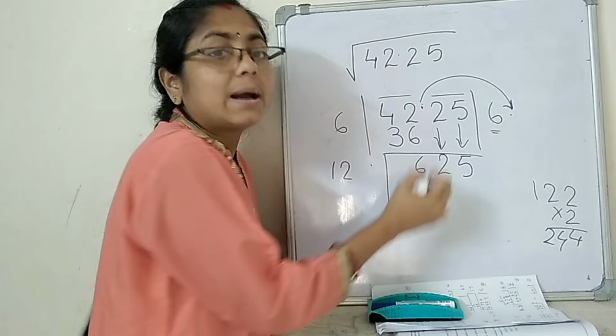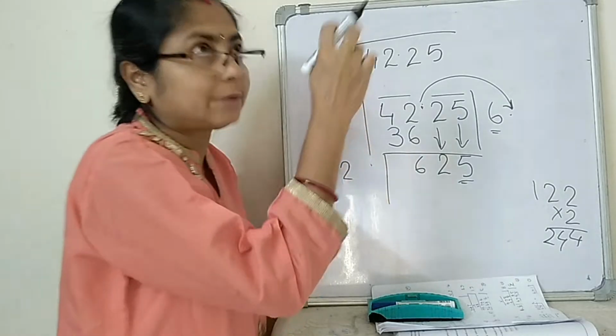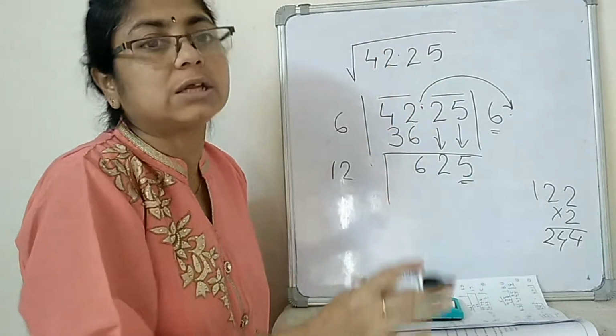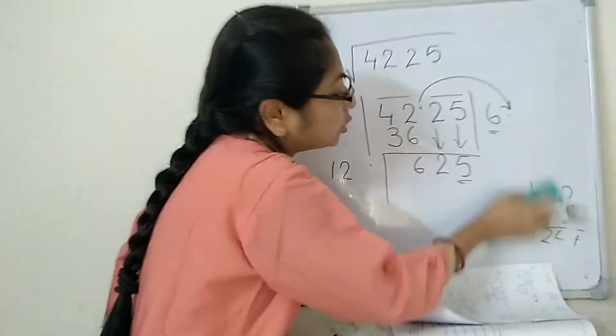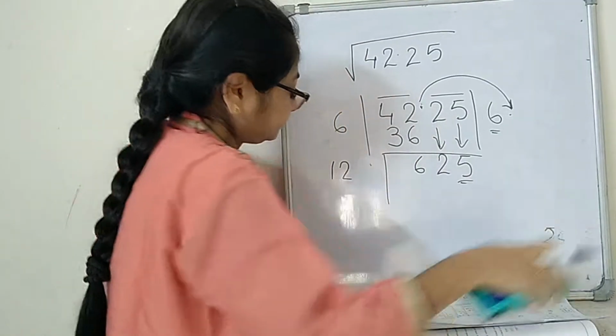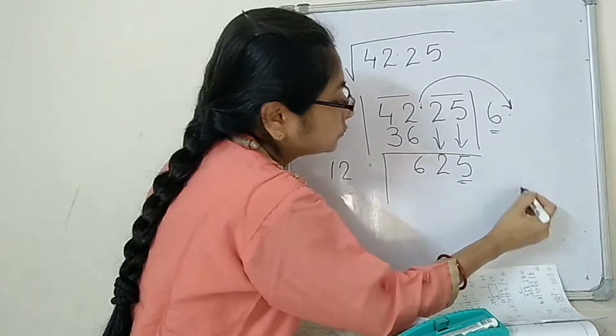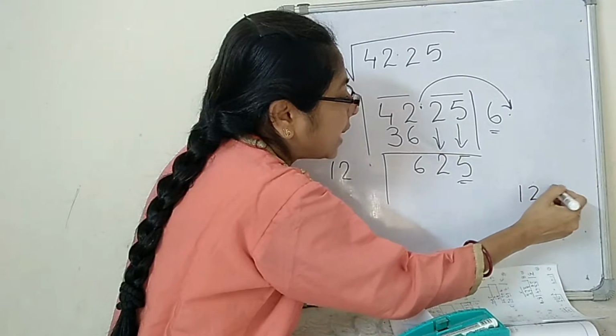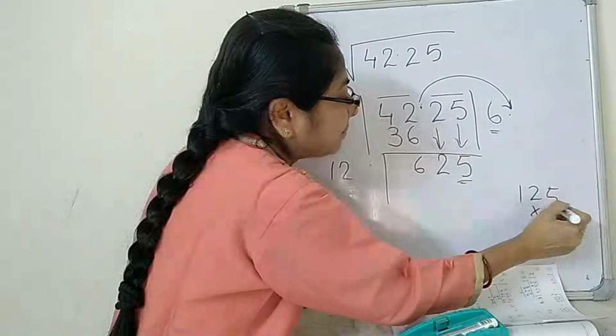But I give a trick. It is 5. It means we should write 5 here, because in the 5 table we know 5 or 0 should come at the end. So what we are doing? 1, 2, 5. We multiply it by 5.